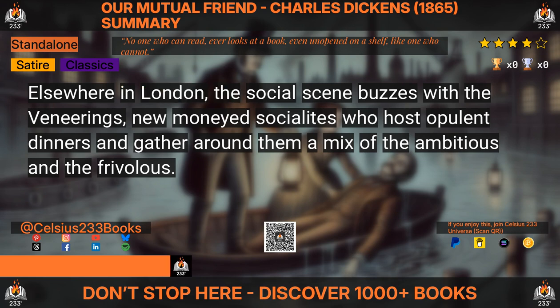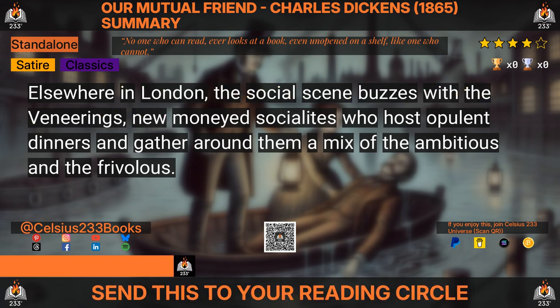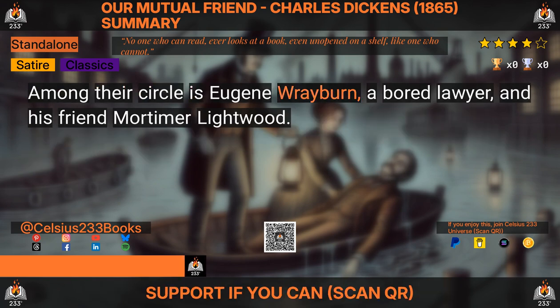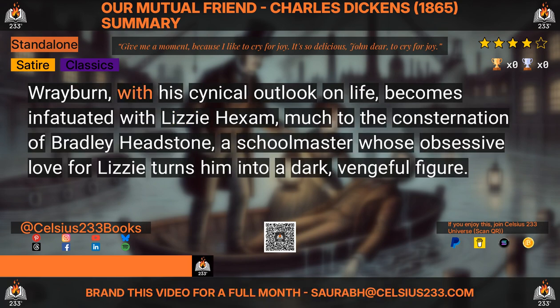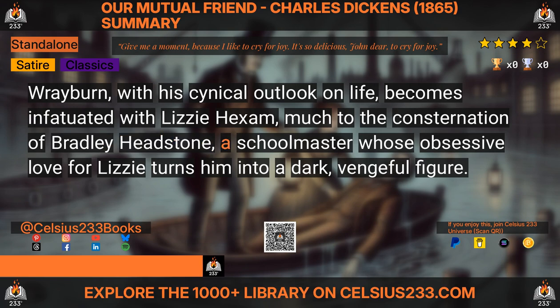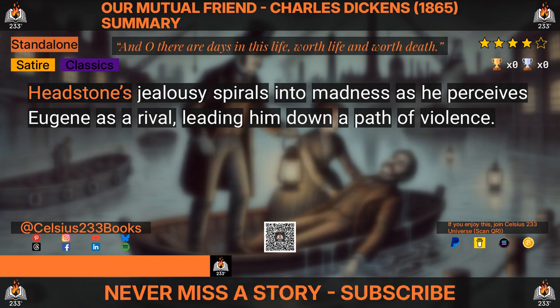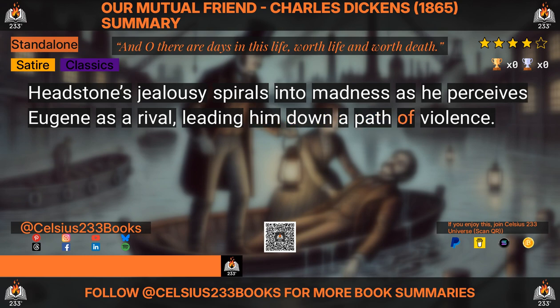Elsewhere in London, the social scene buzzes with the Veneerings, new-moneyed socialites who host opulent dinners and gather around them a mix of the ambitious and the frivolous. Among their circle is Eugene Wrayburn, a bored lawyer, and his friend Mortimer Lightwood. Wrayburn, with his cynical outlook on life, becomes infatuated with Lizzie Hexam, much to the consternation of Bradley Headstone, a schoolmaster whose obsessive love for Lizzie turns him into a dark, vengeful figure. Headstone's jealousy spirals into madness as he perceives Eugene as a rival, leading him down a path of violence.